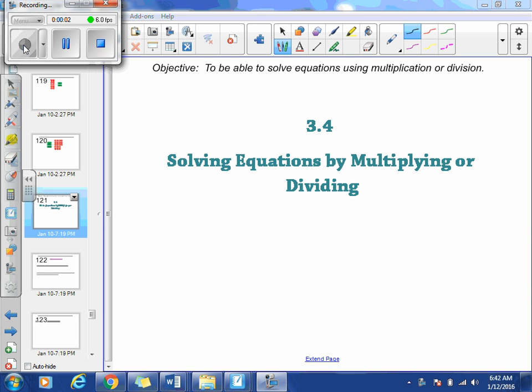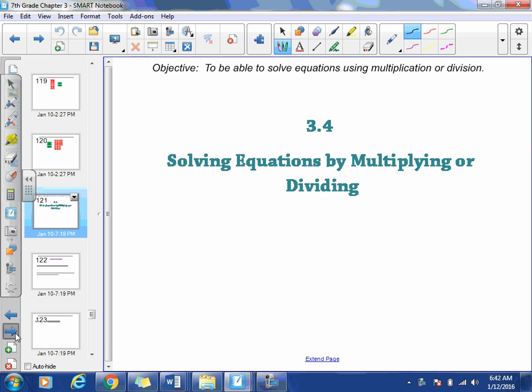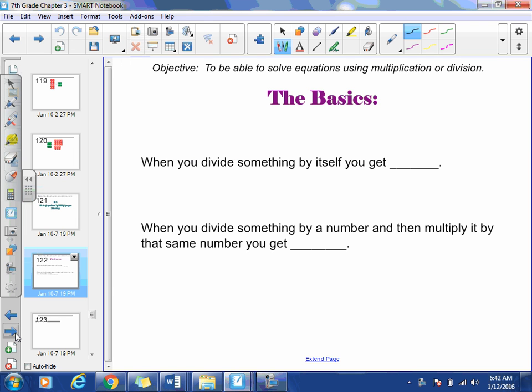Your goal after watching this video is to know how to solve one-step equations by multiplying or dividing. Okay, so first, quick review of the basics that you're going to need to know to be successful at this. When you divide something by itself, okay, so 4 divided by 4, negative 2 divided by negative 2, x divided by x. When you divide something by itself, you get 1.